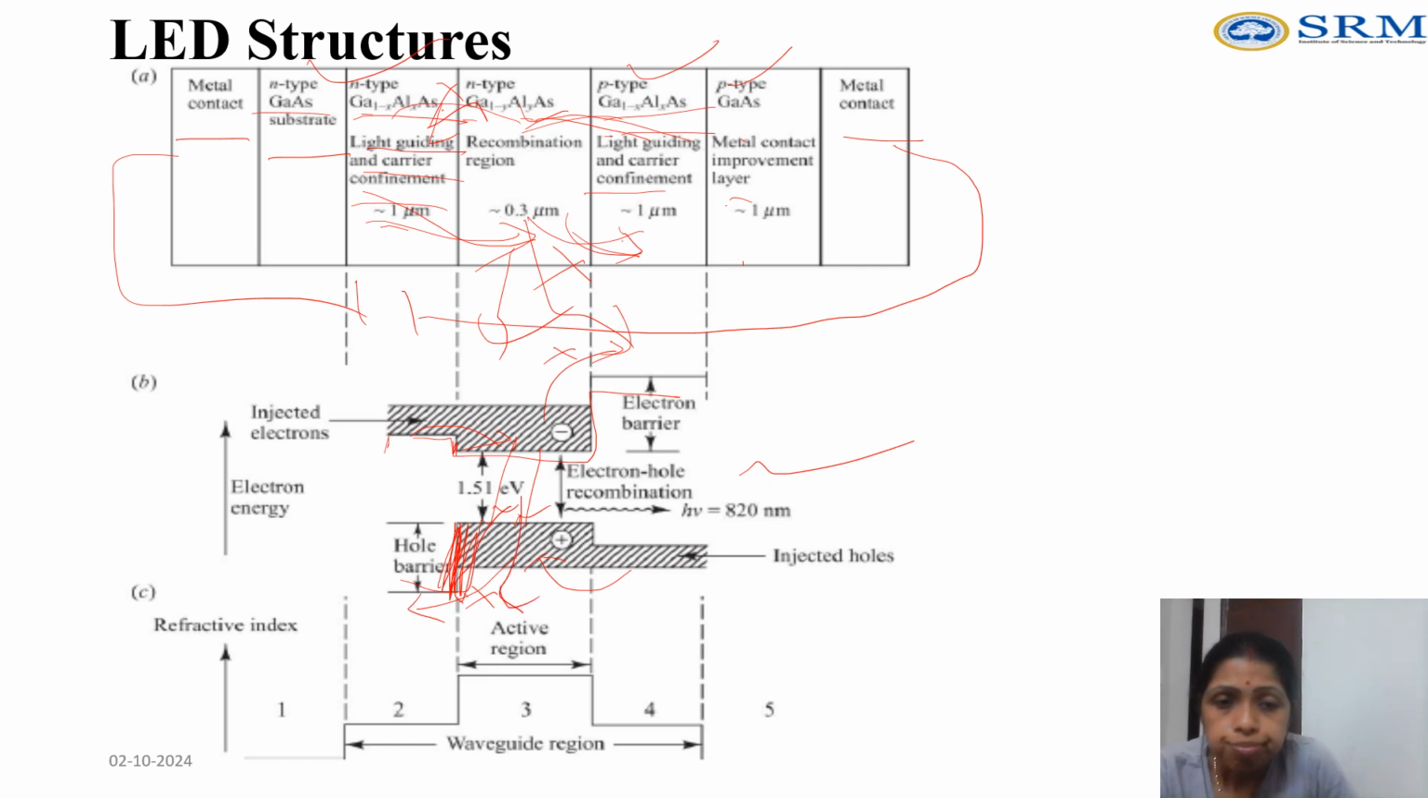Whenever the photon is produced from this recombination region, all the photons will come out from the device. This should not be absorbed by the surrounding material. This photon should not be absorbed by this surrounding material.